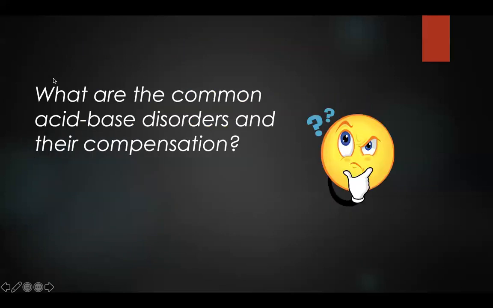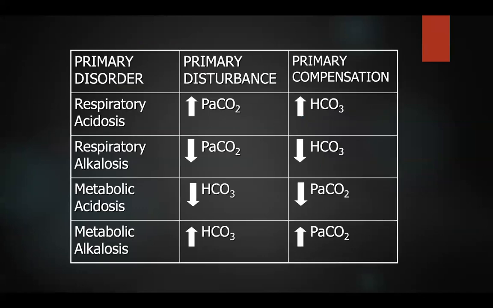So what are the common acid-base disorders and their compensation? This table shows you the primary disorder, the primary disturbance, and the primary compensation. If it's respiratory acidosis, the primary disturbance is that you have an elevated carbon dioxide, PaCO2.